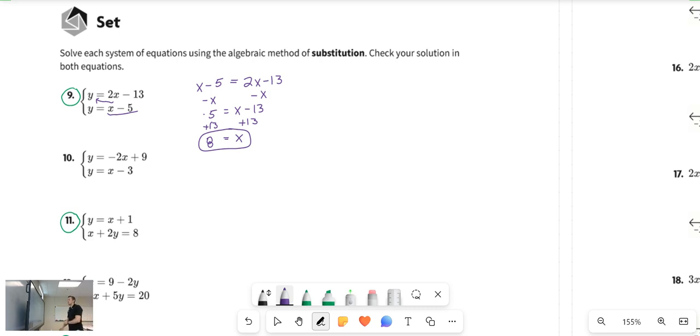And now it says check your solution in both equations. Oh, right, of course, now we need to plug in x equals 8. So let's plug in on the first one. This is going to be our check.